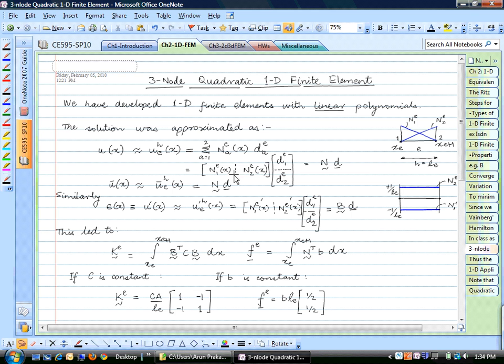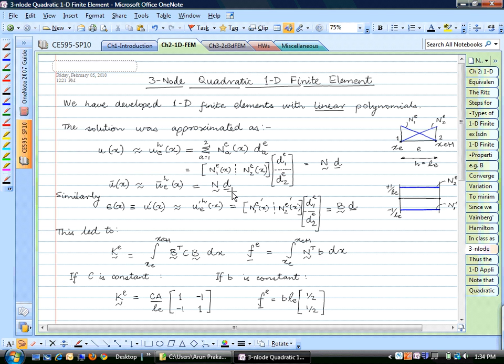Right. So we said that this N matrix is called the shape function matrix, and it is composed of all these shape functions. In general, there will be more shape functions, but in this case, there are only two. These are the nodal degrees of freedom, which just means how much does node 1 displace and how much does node 2 displace. That will give us our approximation.